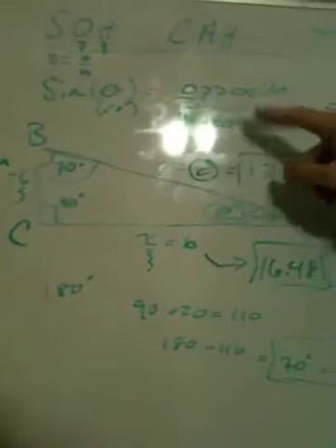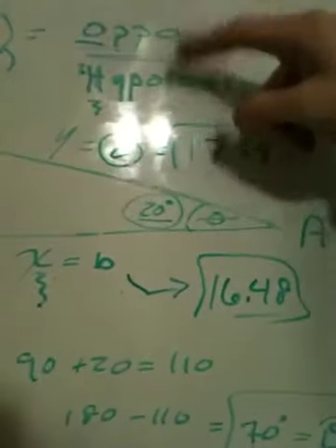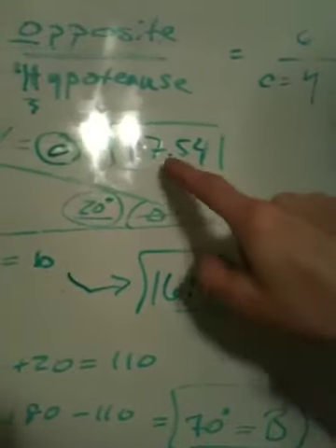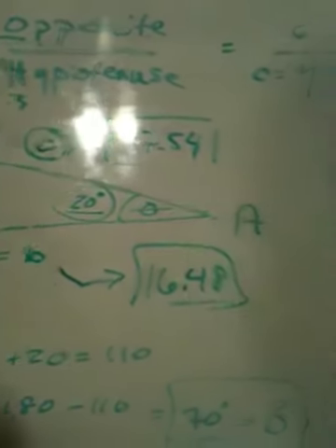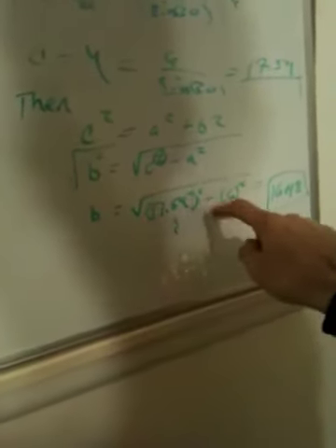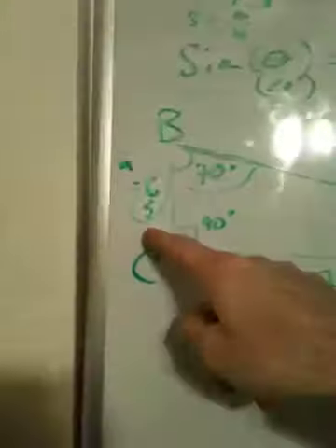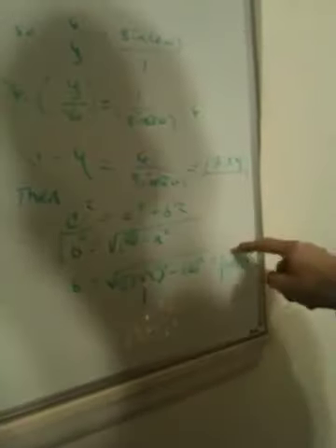The c that we found out originally from doing the sine function, the SOHCAHTOA, so is opposite over hypotenuse, is 17.54. So that's c in the problem here. So 17.54 squared minus 6 squared. Well, a was given to us already, and a is 6. So we say 17.54 squared minus 6 squared. The square root of all of that gives us 16.48.